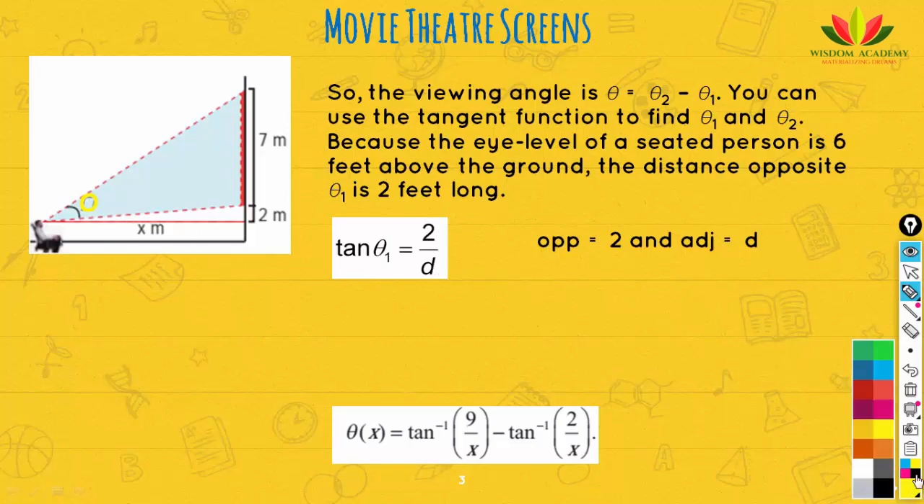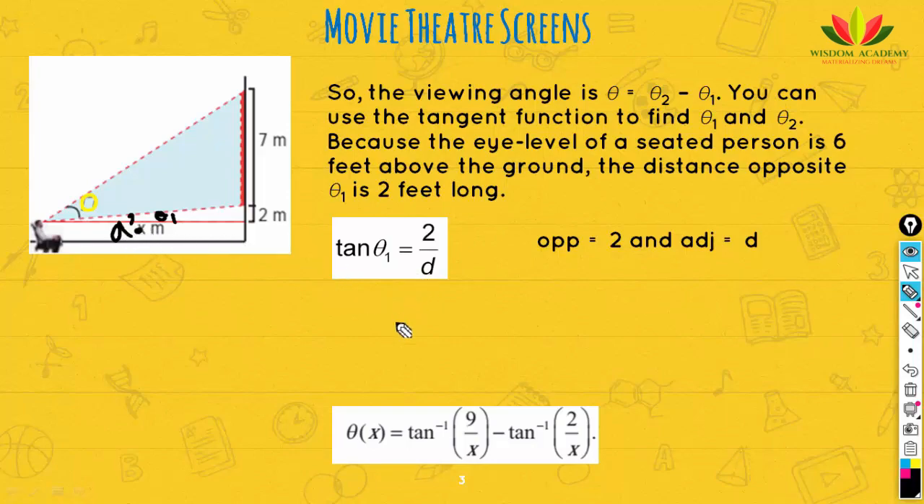Okay, so how to find this angle? It's very simple, right? What I can do, if I take this smaller triangle, I will take this as theta 1 now. From that tan theta 1 can be written as 2 by d, right? Because opposite is 2 here and adjacent is d. Sorry, here it is x actually. I will make it d.